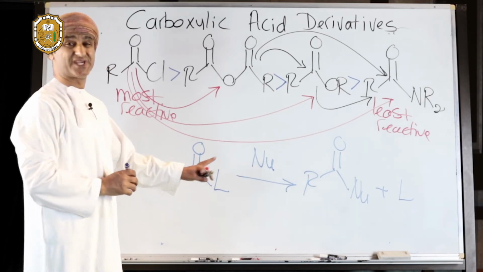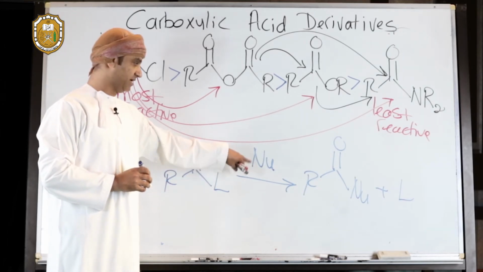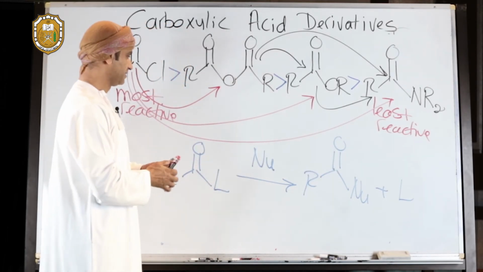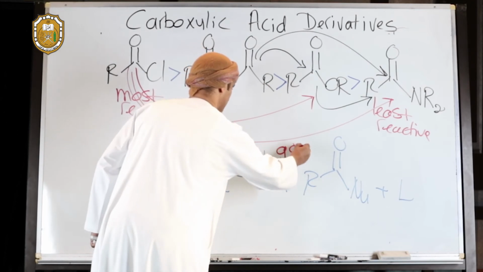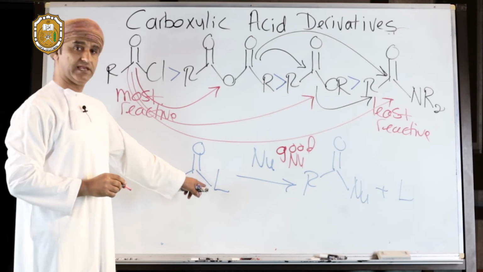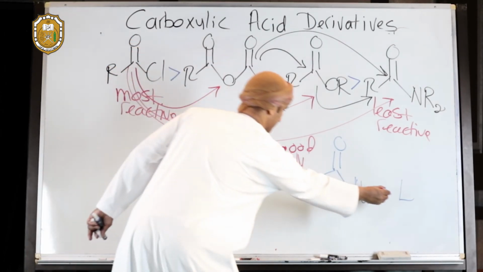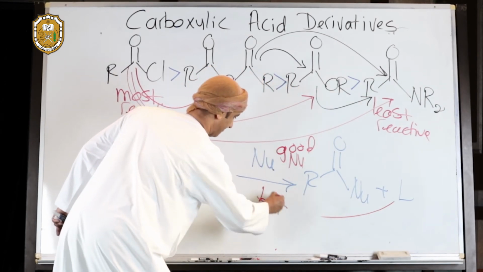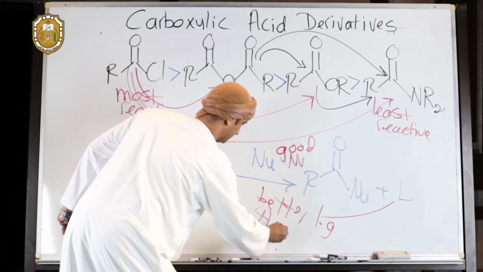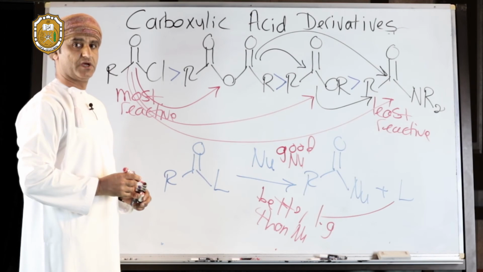Now, for this reaction to be likely, obviously the nucleophile, or this unit, must be a better nucleophile than L. So that's very important. So this should be a good, or actually a better, nucleophile in comparison. Now L should be a better leaving group than the nucleophile itself. So L should be a better leaving group than Nu. Otherwise, the reaction will not take place.